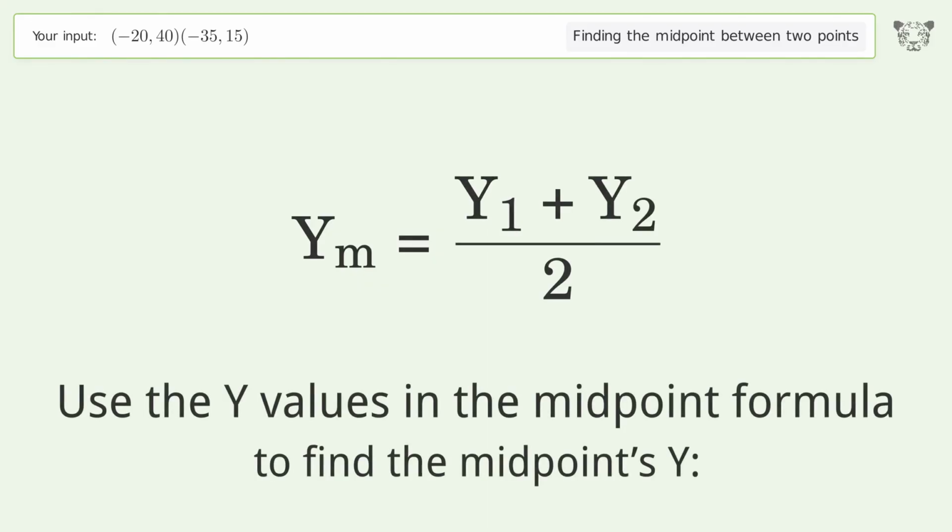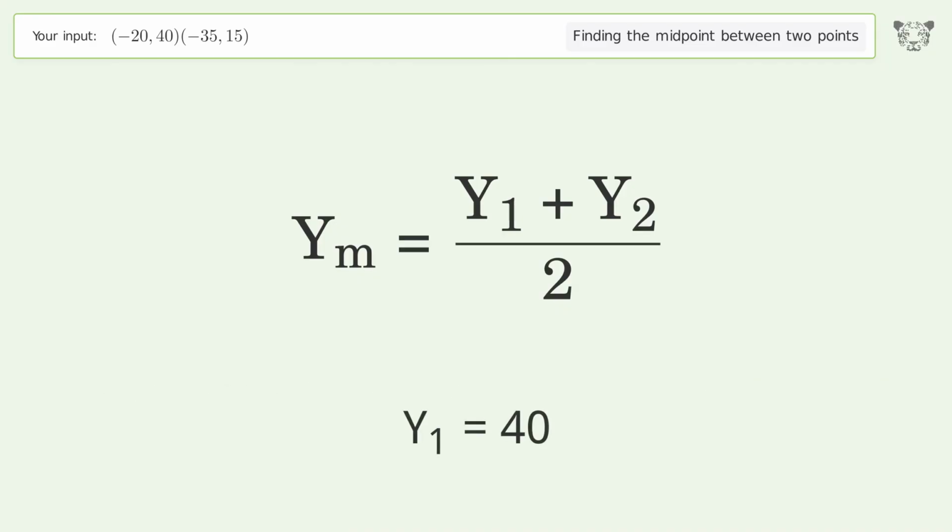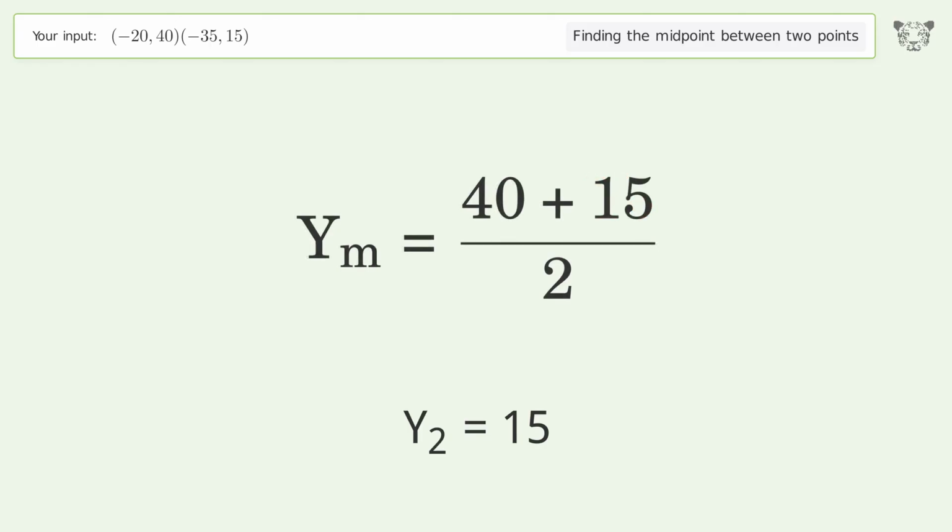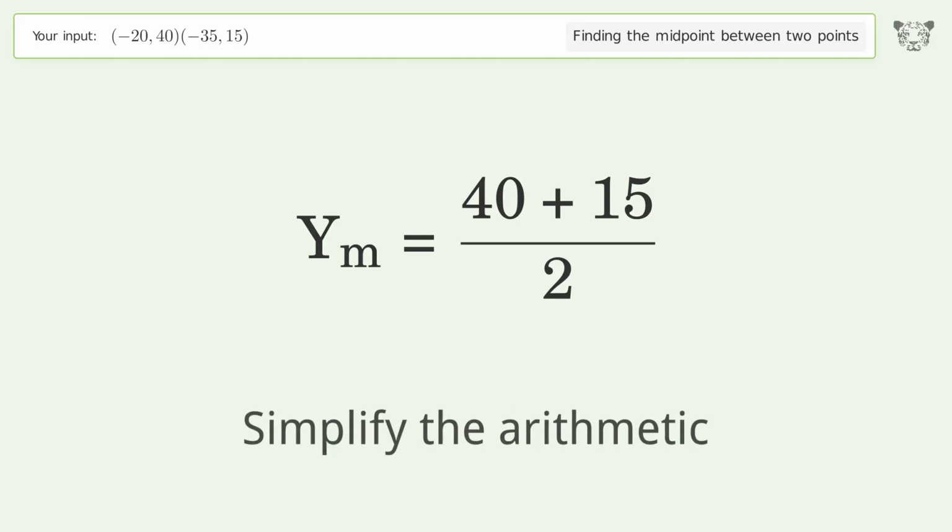Use the y values in the midpoint formula to find the midpoint's y. y1 equals 40. y2 equals 15. Simplify the arithmetic.